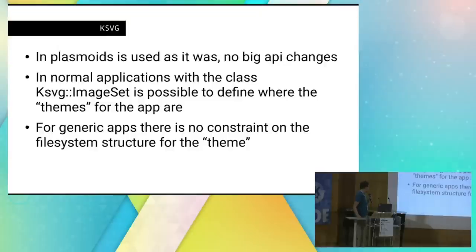On the C++ side, there is this image set class, where you define where your SVGs are, so you don't have to use a Plasma theme. In your application, you can have any set of elements and files you want, and you can ship it, for instance, in the data directory of your application or together with all the QML files, or whatever you want. You control it with this class.